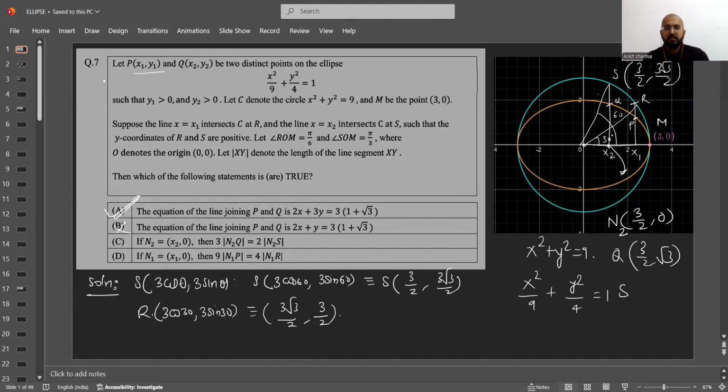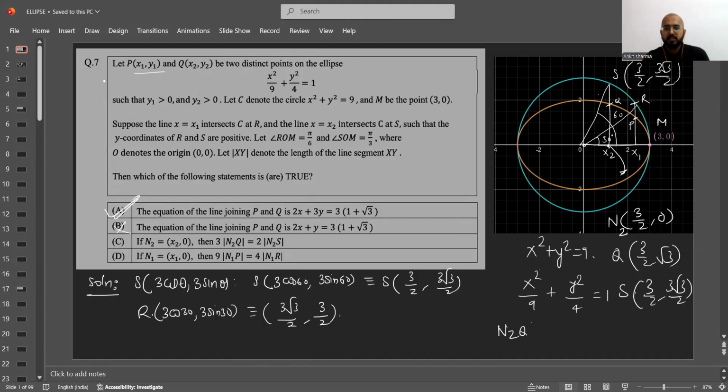And then S point I already have is 3 by 2 comma 3 root 3 by 2. Now what do they want? Is N2Q. So that means I want N2Q distance and N2S distance. I know it's just a matter of heights, so we need to find the distance. Here, if I consider this 3 by 2 and then I go just root 3 units above, I get my N2Q.